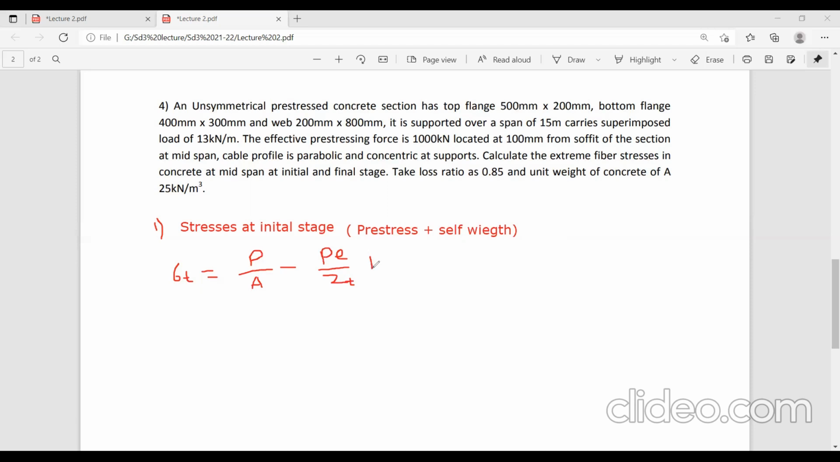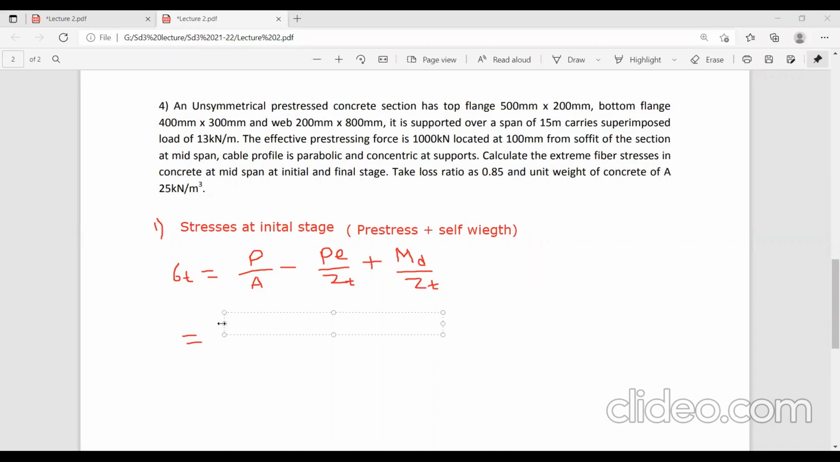Then due to self weight, sagging type of bend occurs. At the top it is compression. So it is moment due to self weight only we are considering. That is MD divided by ZT. So first of all, we'll write sigma top.